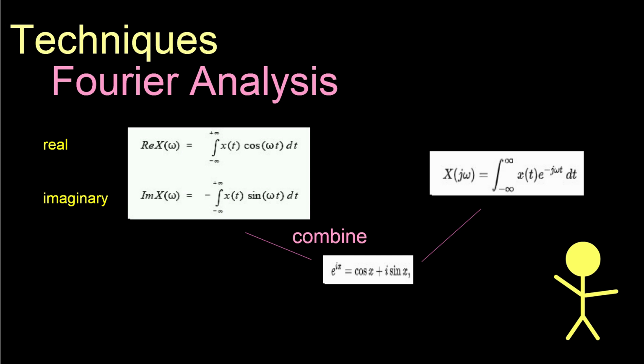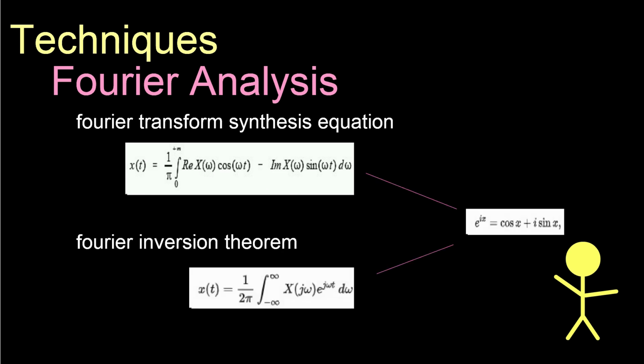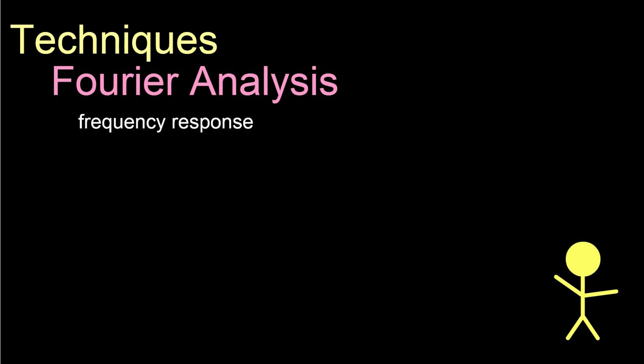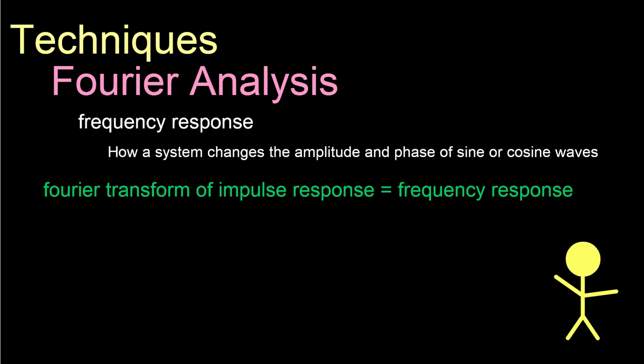To change a signal in the frequency domain into the time domain, we use the Fourier transform synthesis equation. Again, using Euler's formula, this becomes the Fourier inversion theorem. We've talked about impulse response and step response. Now it's time for frequency response, which is how a system changes the amplitude and phase of sine or cosine waves of a signal. The Fourier transform of a system's impulse response is its frequency response.